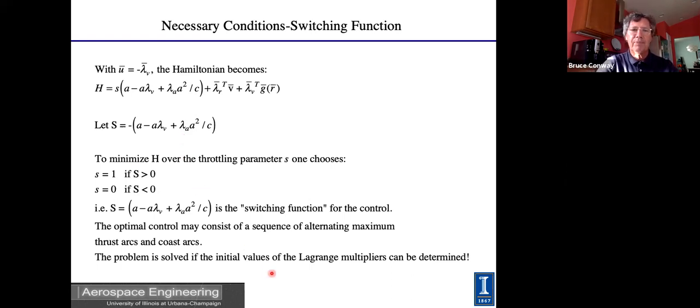And in fact, an optimal control can consist of a sequence of alternating maximum thrust arcs and coast arcs. So that switching function can then be found as a function of time if we've solved the 2-point boundary value problem from the starting point to the ending point. So we get everything we need to know. The only problem is, what are the initial values of the Lagrange multipliers?